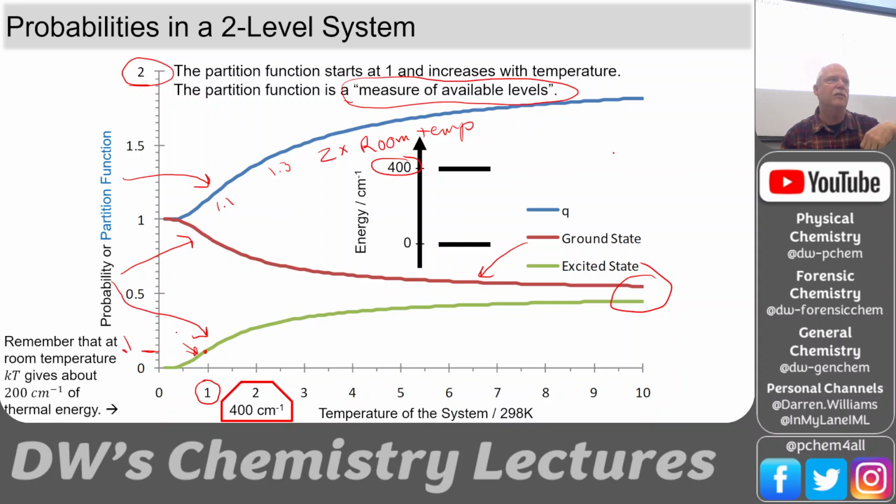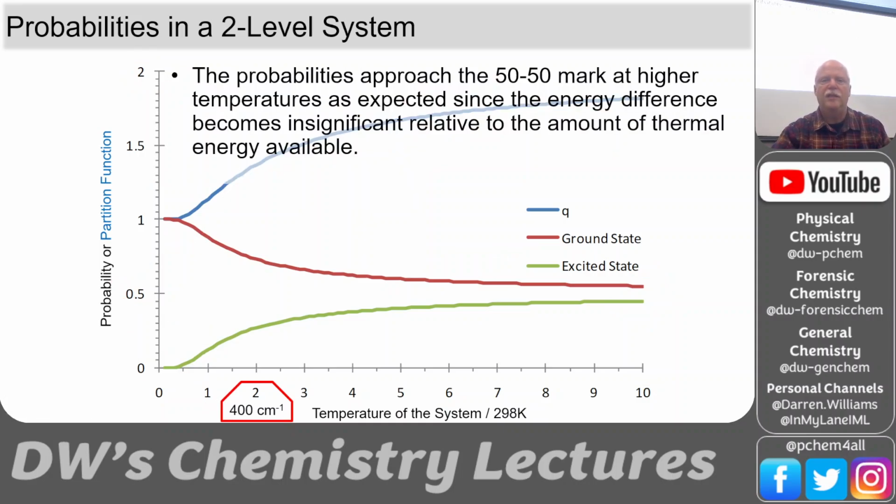Okay. If we get up here to 10 times room temperature, now we've got 49 and 51. So 49 out of 100 are in the excited state, 51 out of 100 are in the ground state, because we're 10 times room temperature. Okay. So the probabilities approach the 50-50 mark of essentially these next few slides we've already talked about. So that makes sense. As we go to higher temperatures, it's a 50-50 shot. There's really no difference. If you've got this much temperature, there's really no difference between the energy levels in these two systems.